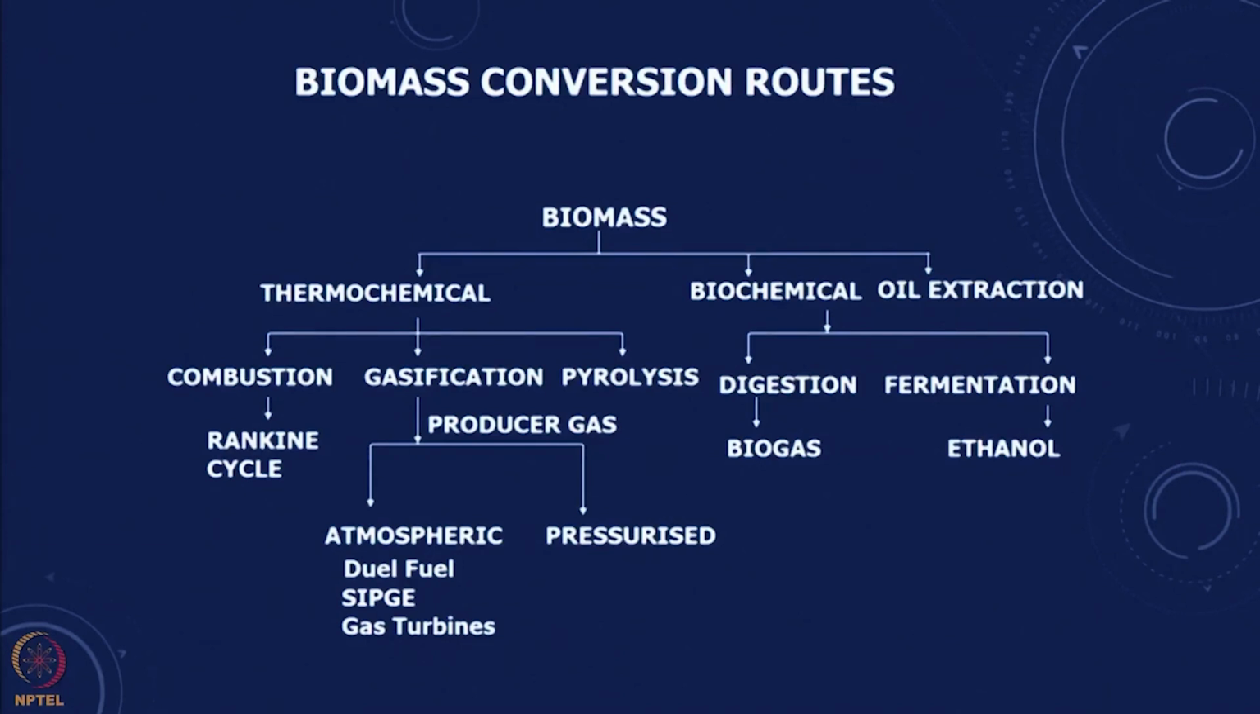Biochemical is where we let the microbes do the work for us. In the case of anaerobic digestion, we get biogas. It settles down and we get biogas, and we also get slurry. And we can use this also for fermentation, to get ethanol. You can have oil extraction, and you can have biodiesels and biofuels.